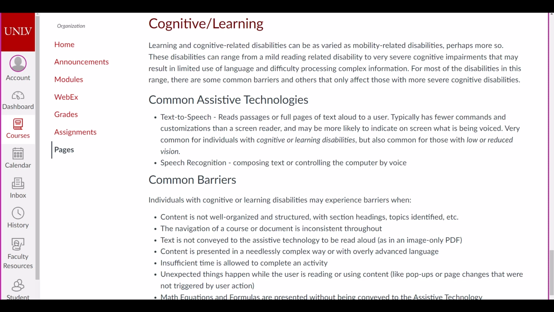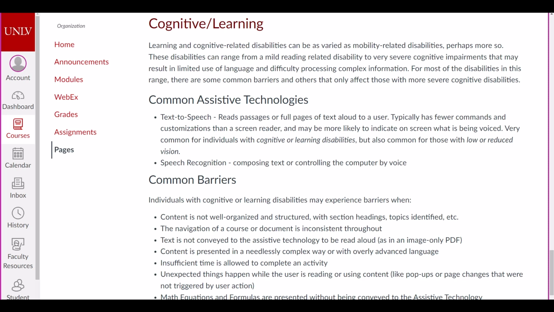Common barriers. Individuals with cognitive or learning disabilities may experience barriers when content is not well organized and structured with section headings, topics identified, etc. The navigation of a course or document is inconsistent throughout. Text is not conveyed to the assistive technology to be read aloud, as in an image-only PDF. Content is presented in a needlessly complex way or with overly advanced language.